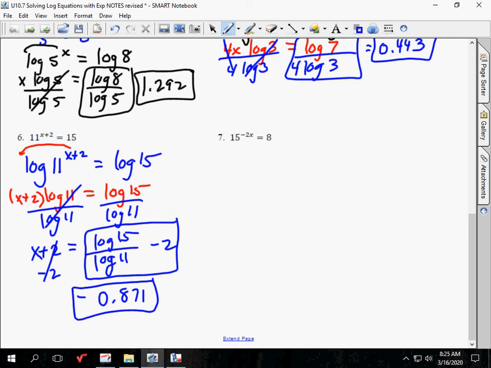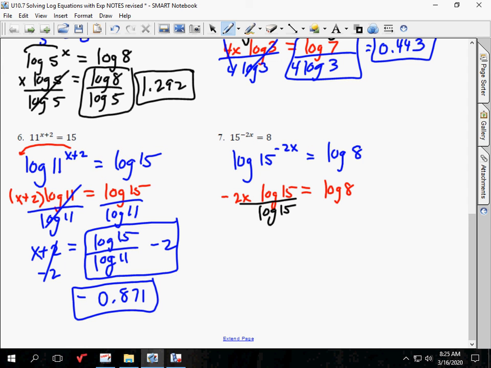All right, and then number 7, again, we'll log both sides. Log 15 to the negative 2x equals log 8. Bring the exponent down in front. All right, and then we'll divide both sides by log 15. Now, if you want to divide by negative 2 at the same time, you can. So all that cancels out.